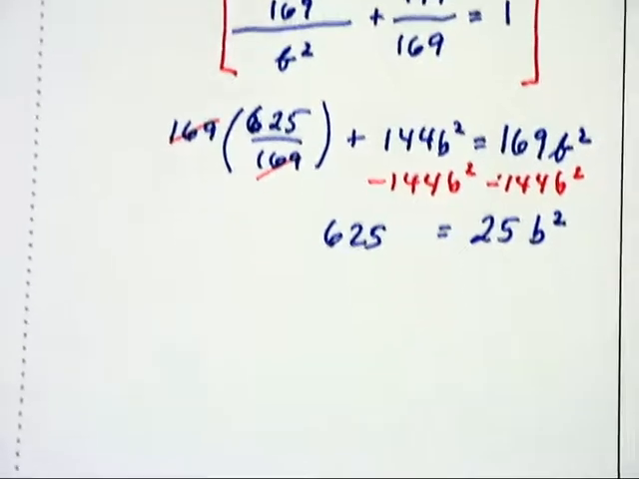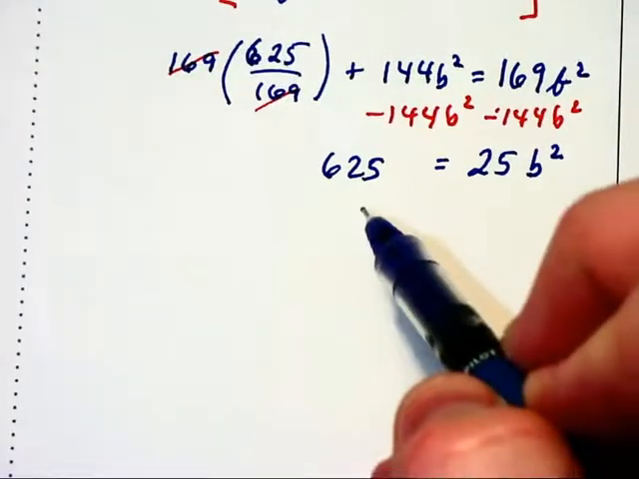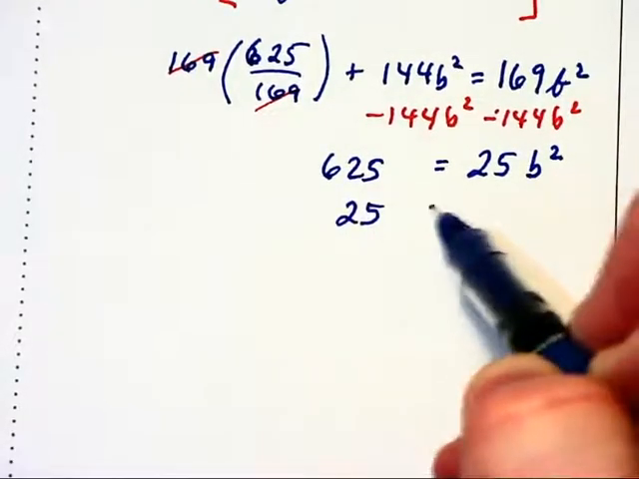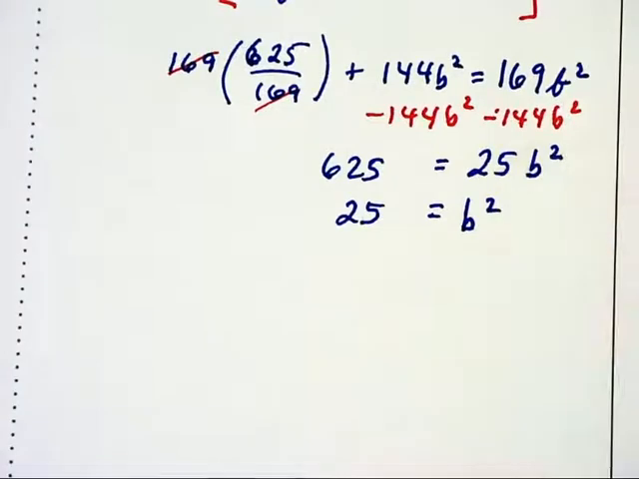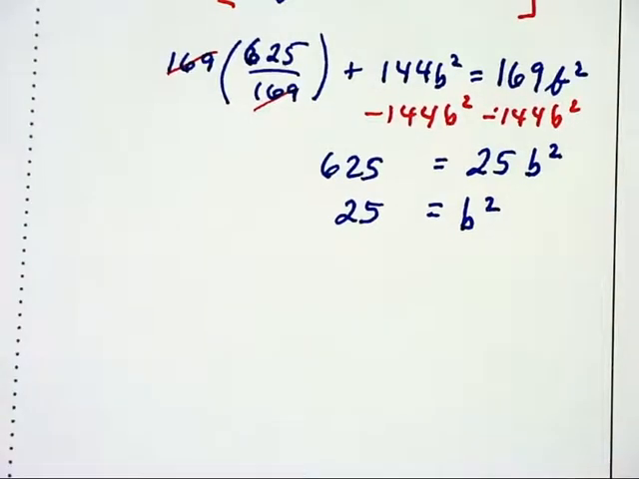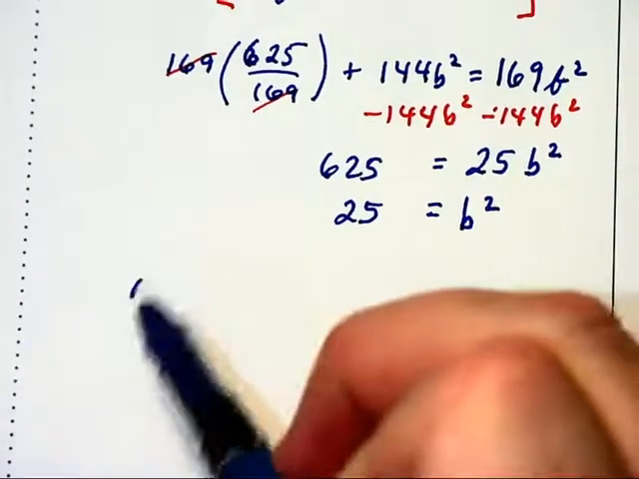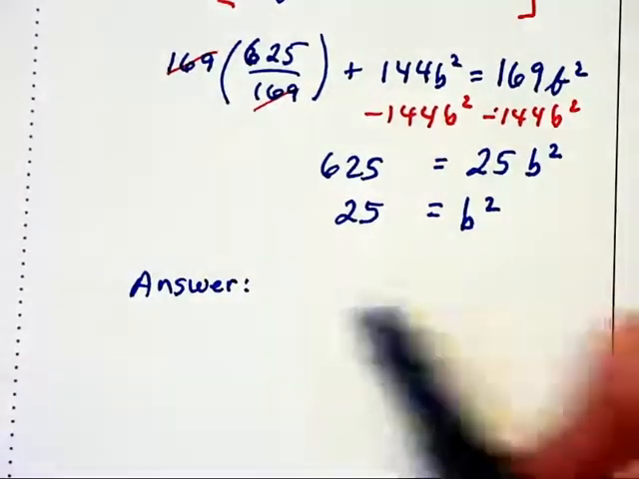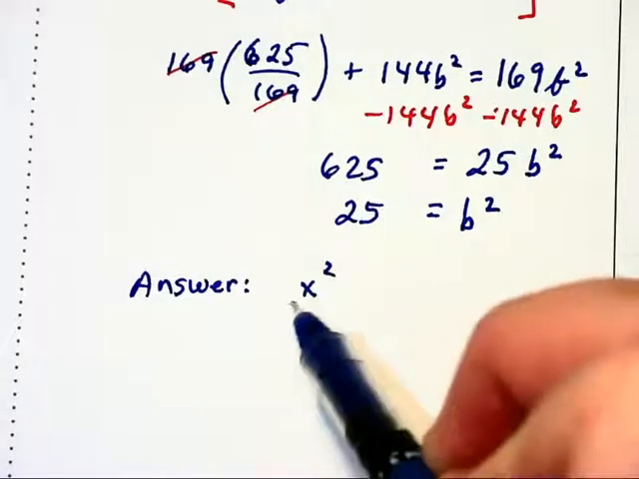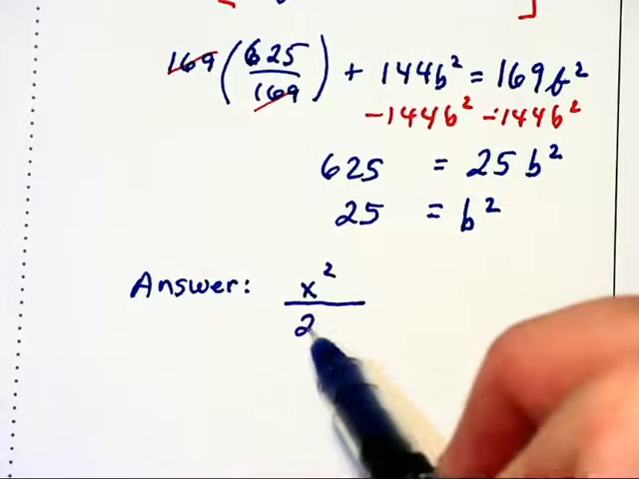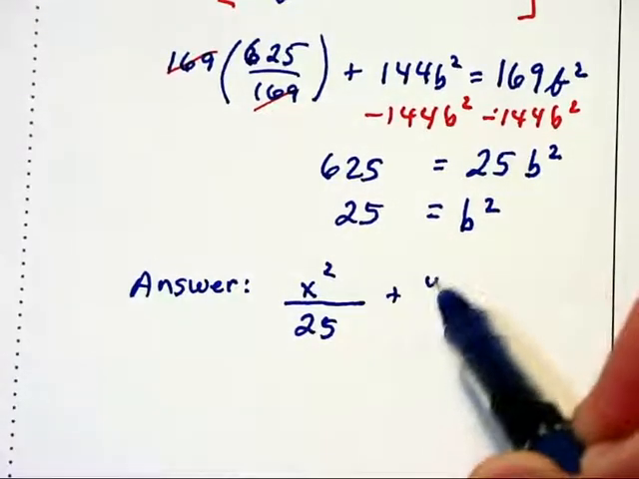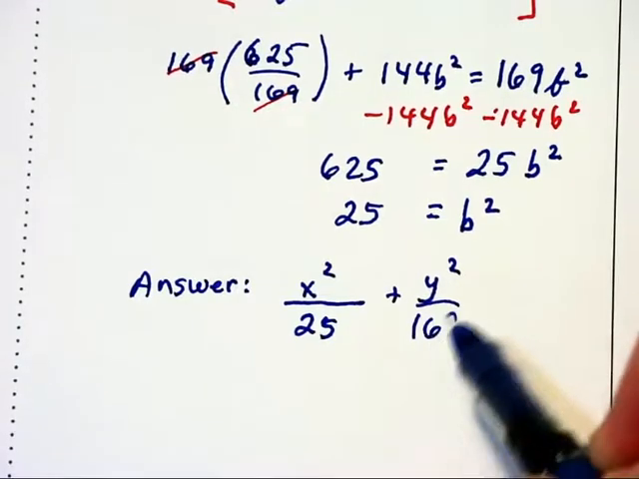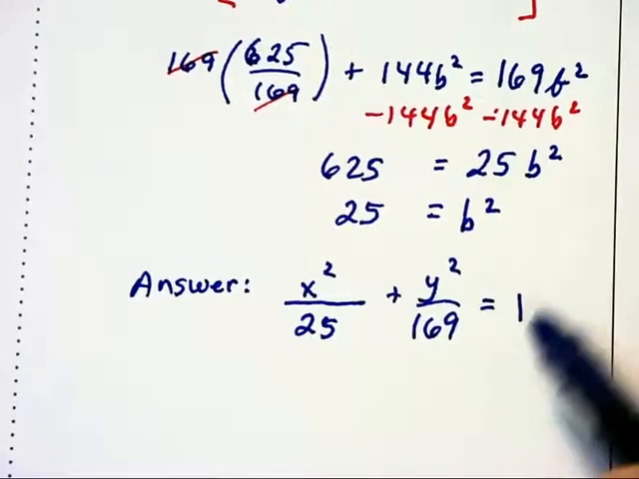Well, dividing each side by 25 gives you 25 is equal to b squared, and that is the missing denominator we were looking for. Therefore, the answer to this problem, or the equation of the ellipse we're looking for, is x squared over the b squared value of 25 plus the y squared over 169 is equal to 1.